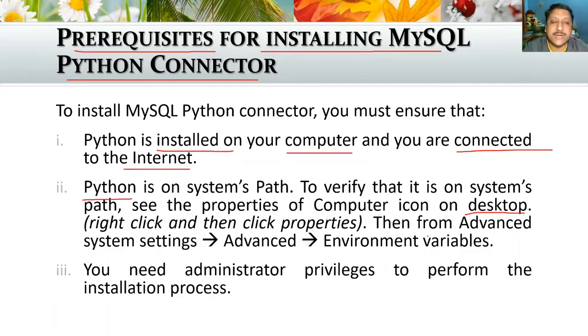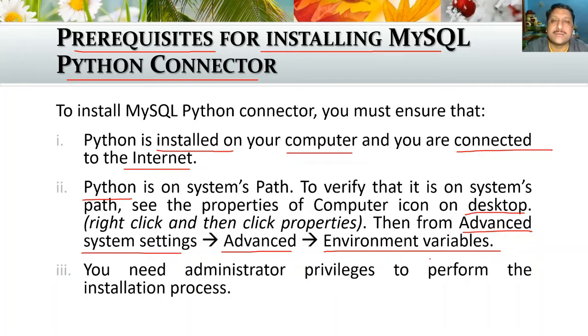Then a dialog box, or a window, will come on the screen. Open the advanced system settings option, and when you click it, it will open a dialog box. Then you will find some tabs. Click on the Advanced tab, and a button will be there, Environment Variables. This button is to be clicked.